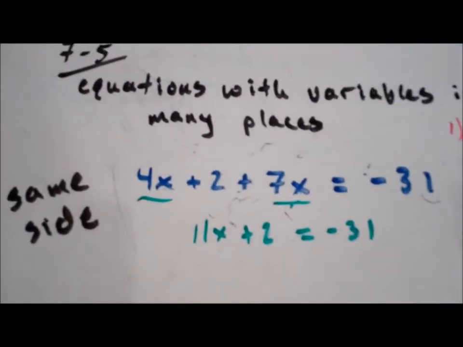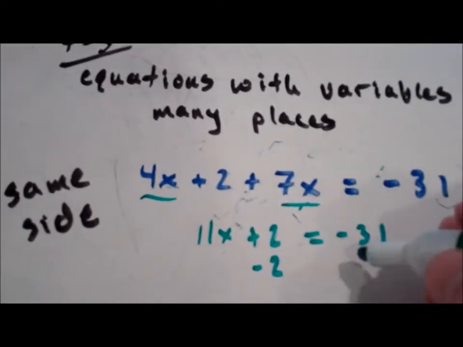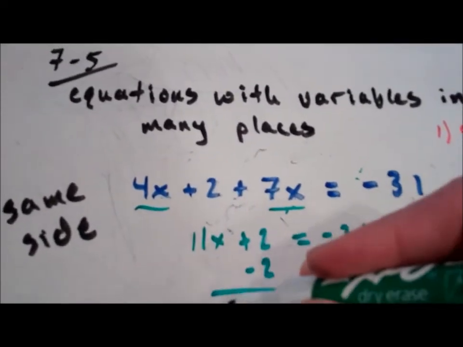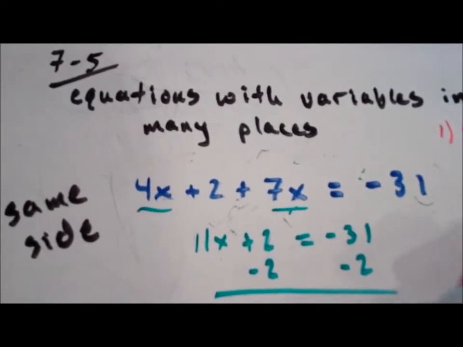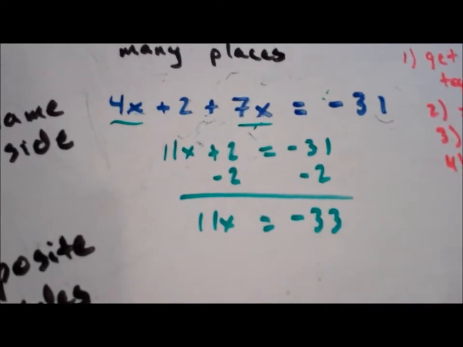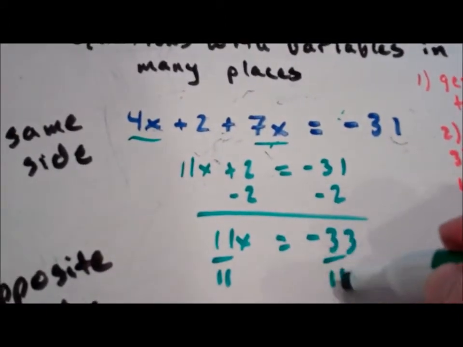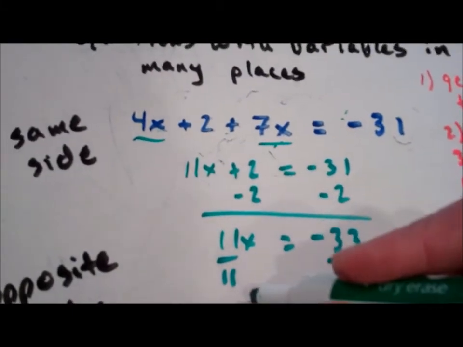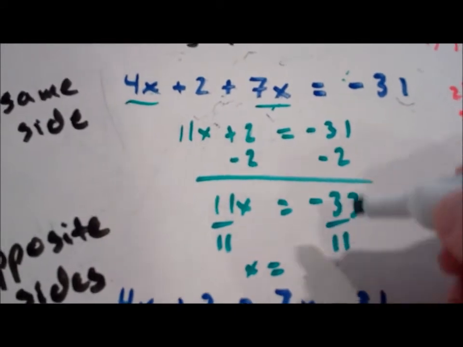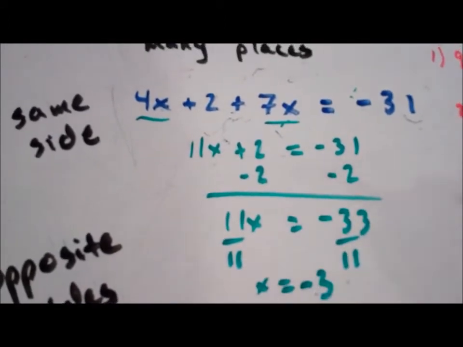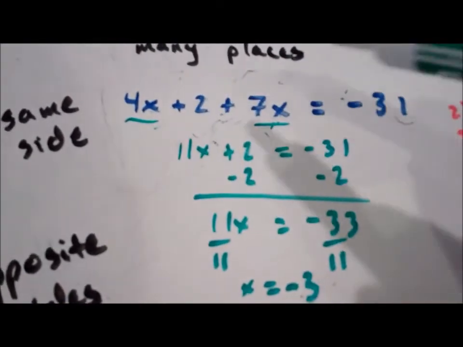Now I gotta do two inverse operations. I'm gonna subtract 2 on both sides, and 11x will equal negative 33. I gotta divide by 11 on both sides, and x will be equal to negative 33 divided by 11, which is negative 3. So when they're on the same side of the equal sign, I just combine them.